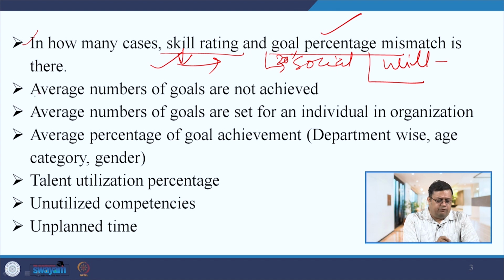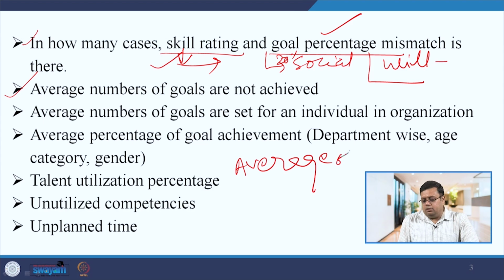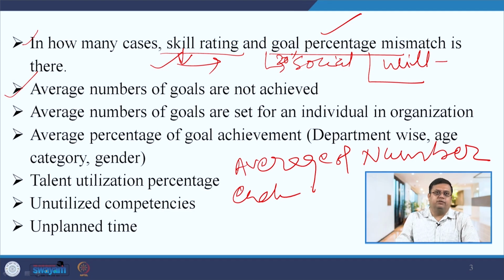And let us assume for the next thing that you can calculate the average number of goals that each individual is supposed to achieve in your organization, right. So, for example, if you are setting the goal for quarter, half yearly, annually, then how many goals are you setting, average number, right. You can calculate the number department wise. In this department the average goal number is 5, in another it is 6, because that will help you to understand how much time that person will take, the focus time required, average focus time for that particular department.